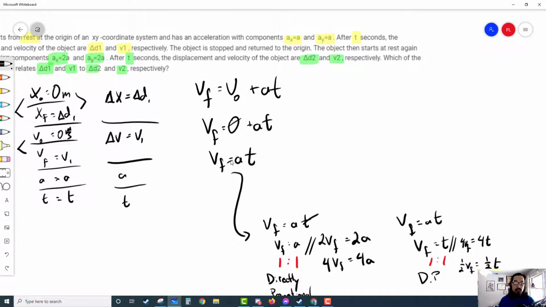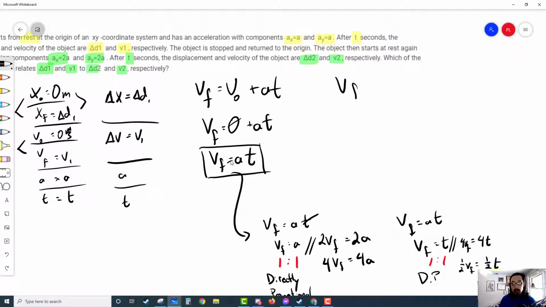We are given this relationship from the problem itself. Now, what we have to do is see which variables we are changing. So I'll do that over here. According to the second experiment, we increased the acceleration by 2.